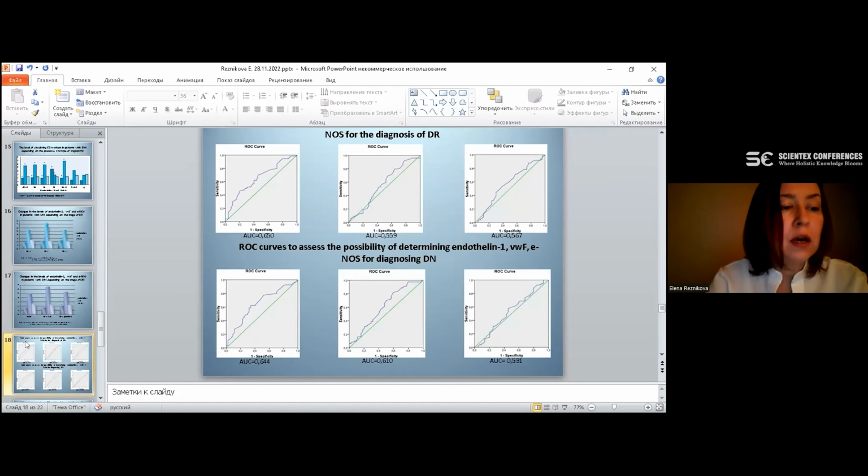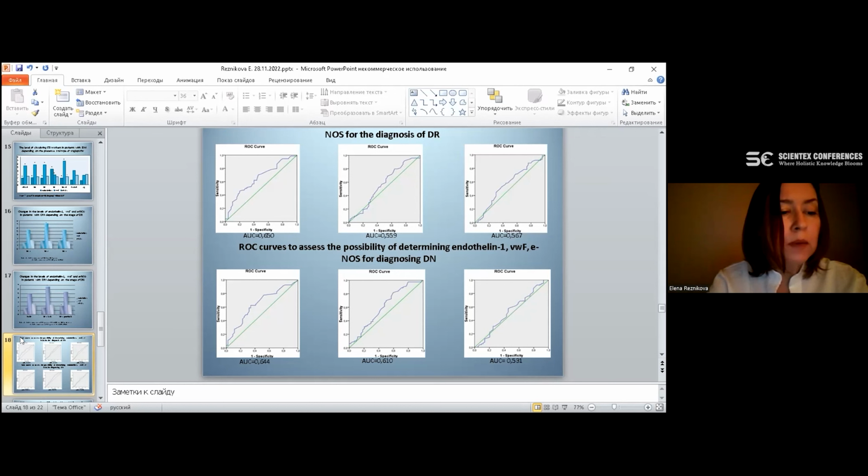Evaluation of the effectiveness of determining the levels of endothelin-1, von Willebrand factor, and NO synthase for the diagnosis of the various types of diabetic angiopathy is presented on this slide. The predictive power of the test was determined by area under the curve. Endothelin-1 proved to be the most informative and versatile test for detecting diabetic angiopathy.